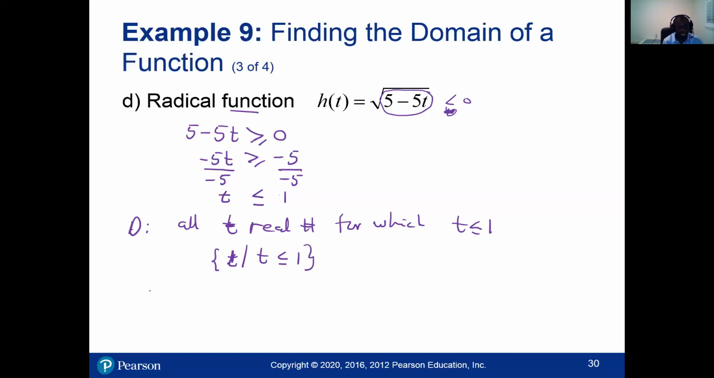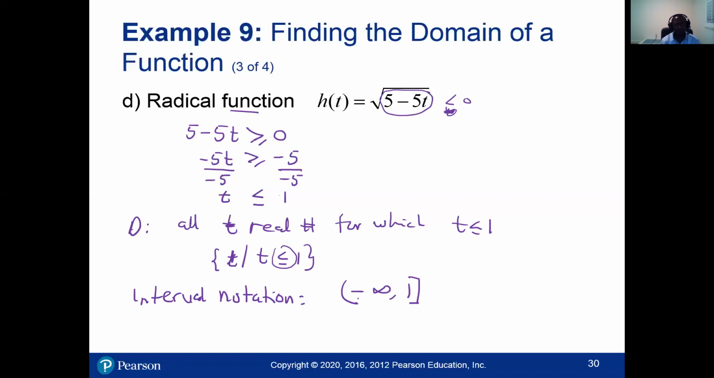Now, what is the interval notation? In interval notation for the same thing, it is everything less than or equal to 1. So you have negative infinity and 1, but this time you use brackets because of the inequality. This is inclusive. So that's why I have brackets there.